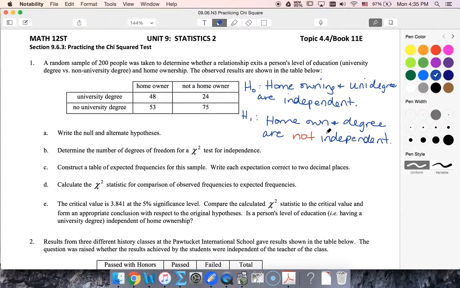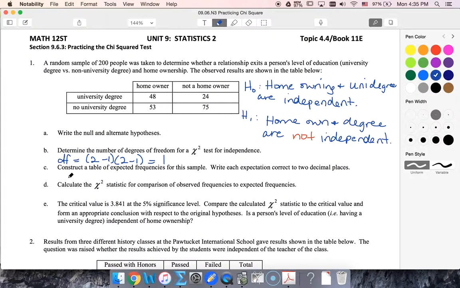All right. So they've given me my observed values. With degree of freedom, either I can get this from my calculator, or I can say that the degree of freedom is going to be my number of rows minus 1, so 2 rows, times my number of columns, 2 columns minus 1. So that's the formula, rows minus 1 times columns minus 1. So 1 times 1 is 1. But I can also get this from my calculator.